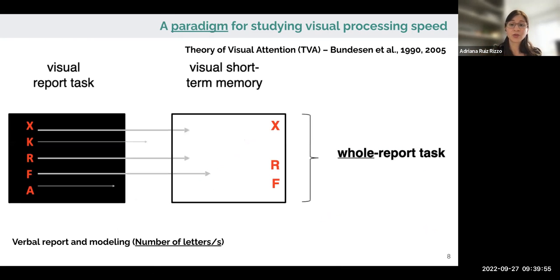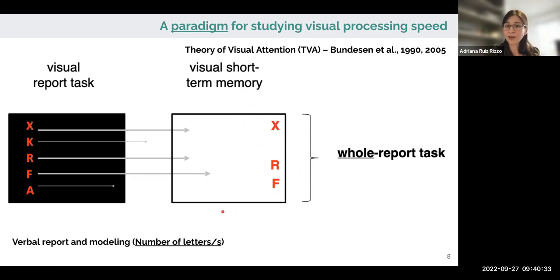Now, in the lab, to more precisely study visual processing speed, we can use a visual report task in which arrays of letters are presented under different exposure durations. And because of the theoretical framework, we know that these letters will be competing to become visually represented. Where? In visual short-term memory. And so the task is for participants to see these letters, and we ask them to report all the letters they are fairly certain they have seen. And that's why this is known as a whole report task.